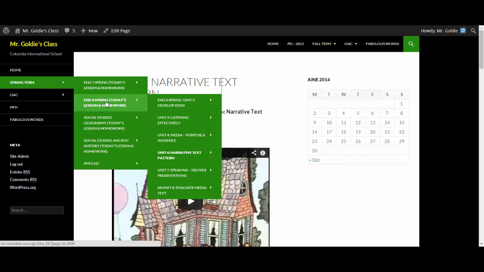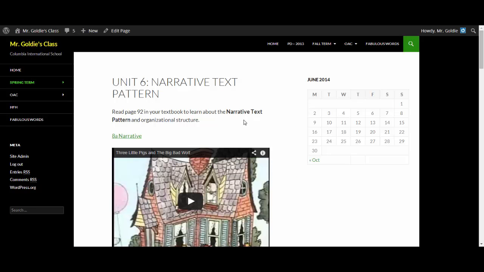Right in here. Unit 6, the narrative text pattern. Okay, you click here and you get this.